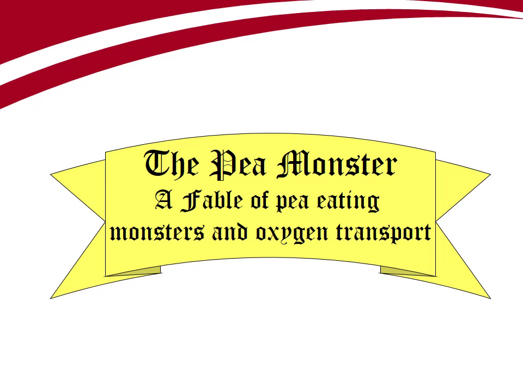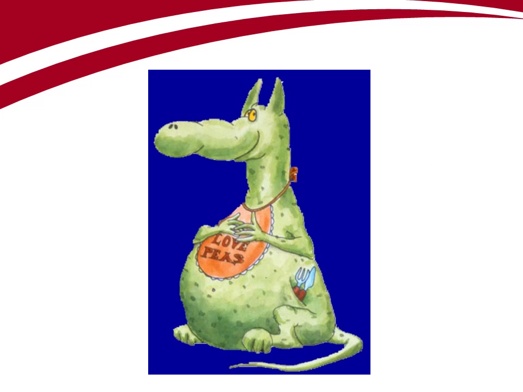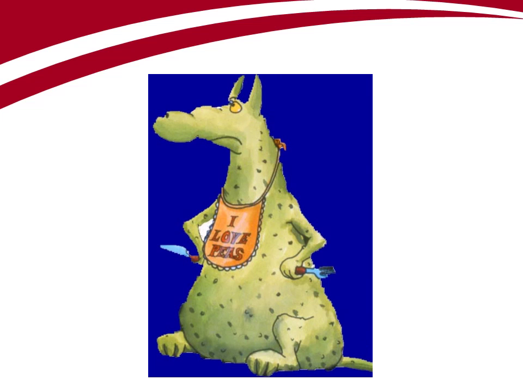For almost 4 decades, the fable of the pea monster has been used to illustrate the basic principles of oxygen transport and methods by which you can improve your patient's shock resuscitation. Once upon a time, in a land far away, there lived a pea monster who loved peas. As long as the pea monster got enough peas to eat, he was happy. However, when the pea monster was hungry, he became very angry and terrorized the countryside and its inhabitants. Just imagine a vegetarian Godzilla.